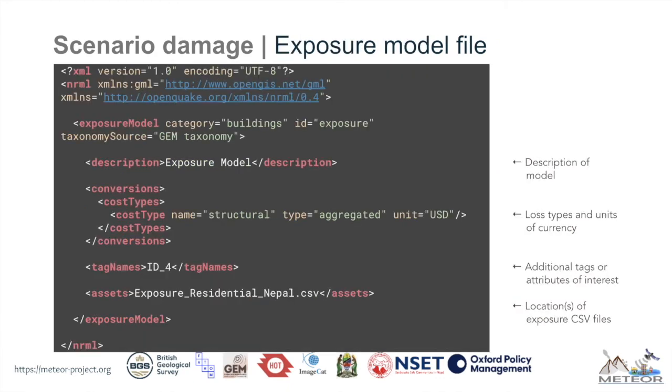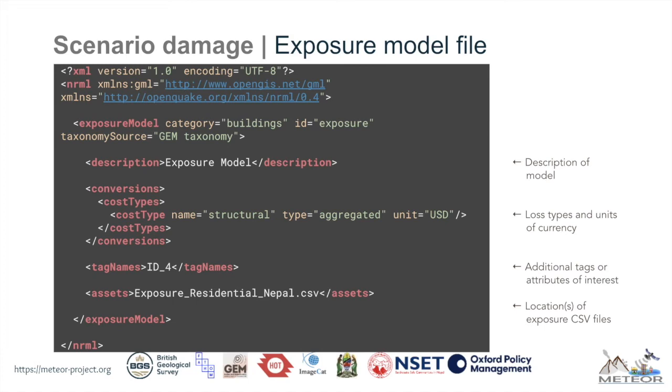Here is an example of the scenario damage exposure model file. So in this case, we have a description of the model, as indicated here. And then we have, for each of our loss types that we want to consider, the type of cost and the type of units. You can also add some additional tags in case they are of interest. This may be useful to you if you want to aggregate your results by some field, such as by a county or jurisdiction.